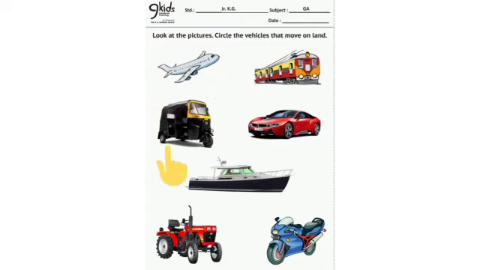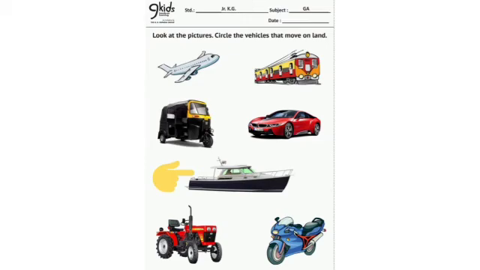Now which vehicle is this? This is an auto rickshaw. And where does an auto rickshaw move? It moves on land. So we will circle it. Now which vehicle is this? This is a car. And a car also moves on land, right? So we will circle it.